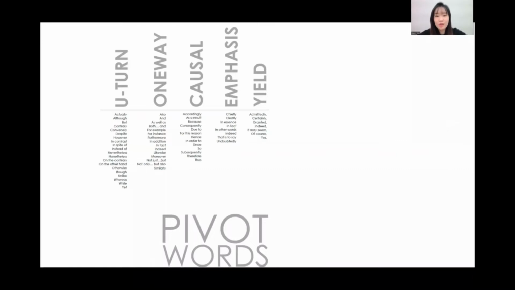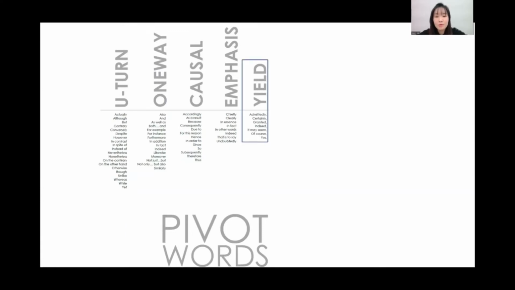First of all, we need to make sure that you know what pivot words are. I'm sure you know words such as but, however, and although. These words signify a shift in the passage, and that is why they are called U-turn pivot words. And then there are also one-way pivot words such as also, and, furthermore, in addition. And then there are also causal and emphasis pivot words.